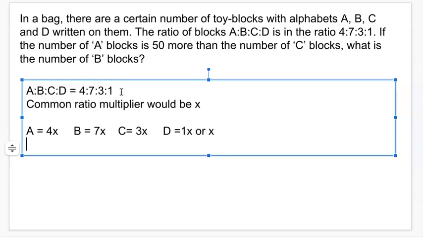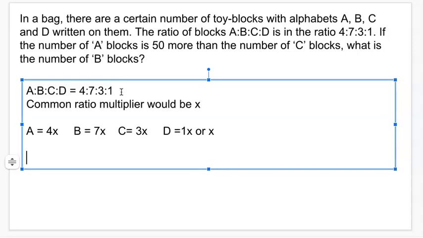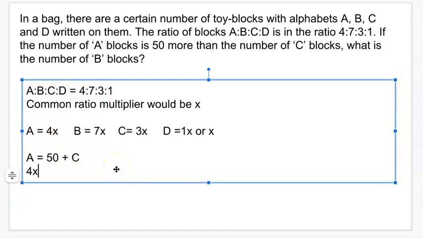So the number of A blocks is 50 more than the number of C blocks. So A equals 50 plus C, which means that we could actually use our numbers up here. A is 4x. That equals 50 plus 3x. Okay. And so from there, we can actually simplify this.